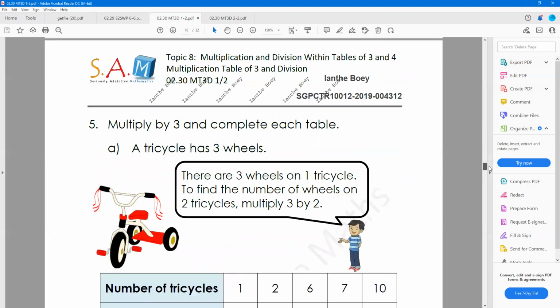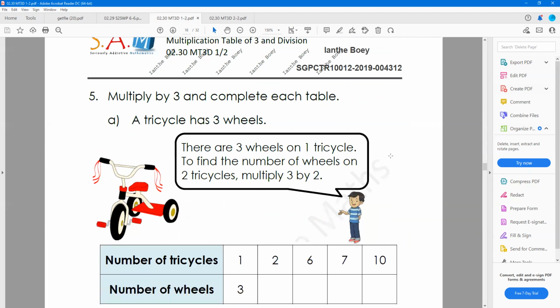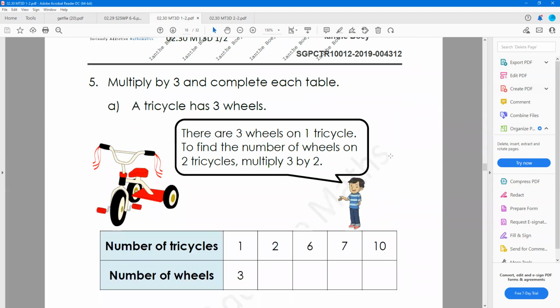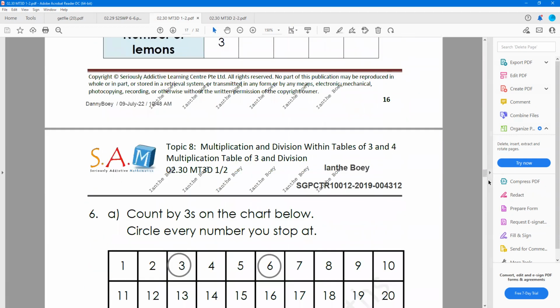Perhaps pick something that looks different, for example, question 5: multiply by 3 and complete each table. A tricycle has 3 wheels. So 2 tricycles would have 2 times 3, and then 6 times 3, and so on. So get them to do a question like that.